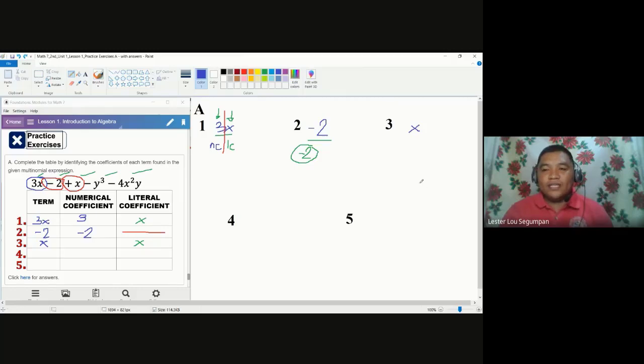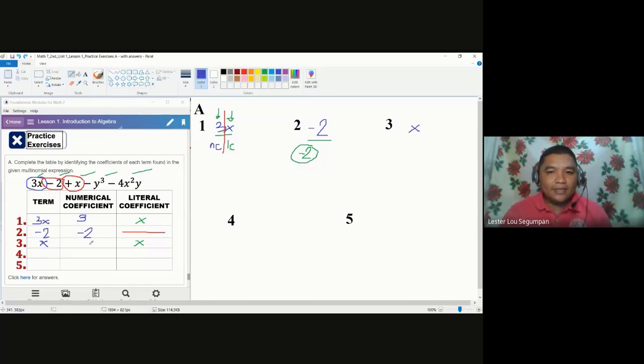The coefficient here is actually 1. Again, there is a numerical coefficient here. That is actually the identity property of multiplication. 1 times x, it's just x. So if there are no observable numerical coefficients, automatically that means that it has a numerical coefficient of 1. But again, we don't write 1, though we acknowledge that there is a numerical coefficient of 1.